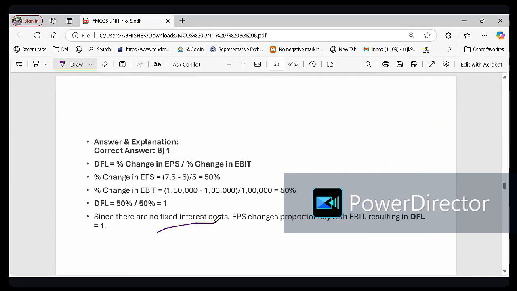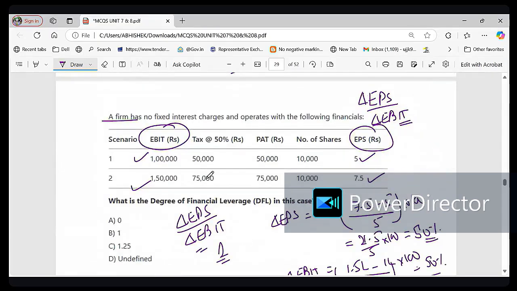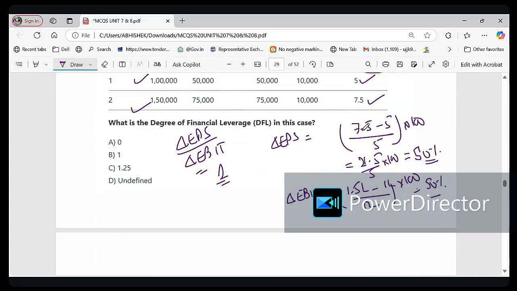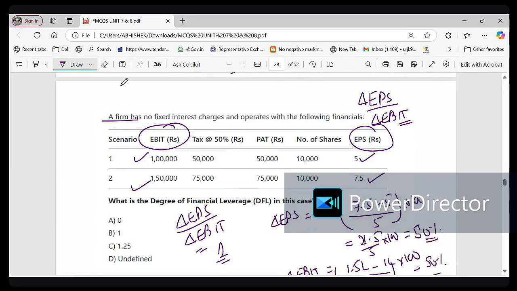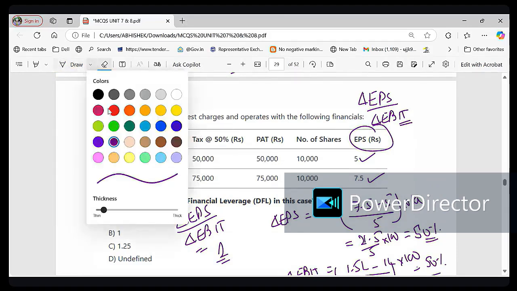So there is no fixed interest cost. Why is it 1? There is no interest. Do you see any interest component here? There is no interest cost. And whenever there is no interest, no financial leverage, you need not calculate anything. No need to calculate anything. You can see clearly written here. Please see here. Clearly written in the question.